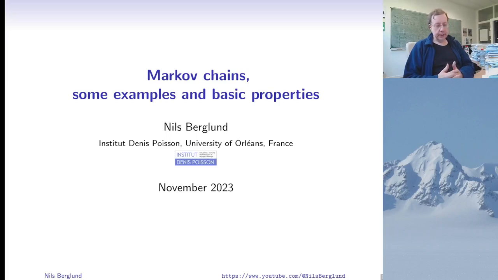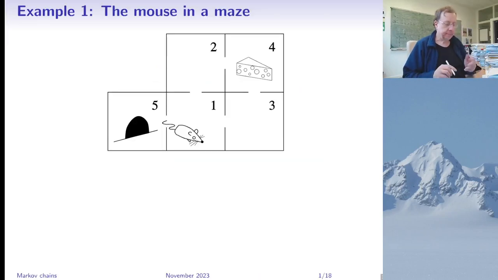But at that time, I didn't give a lot of details on the theory of these mathematical processes, and today I want to give a bit more background for those of you who don't know that very nice theory. So let me start with a few examples, and the first quite easy example I call the mouse in a maze. So we have here a maze, it's a rather simple maze with five different rooms.